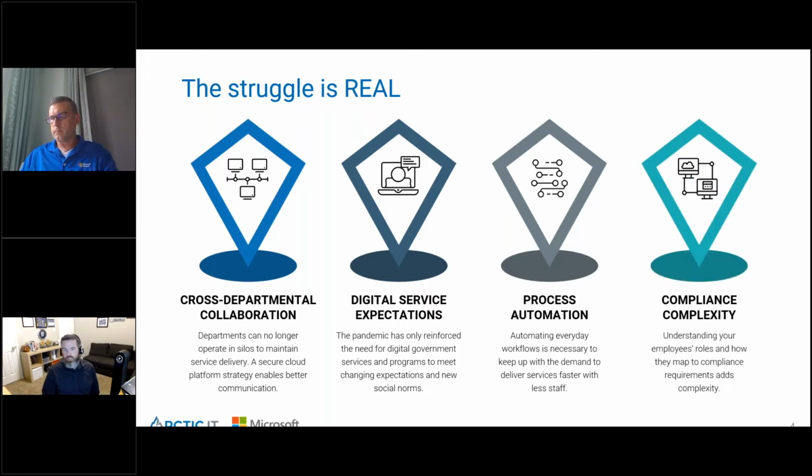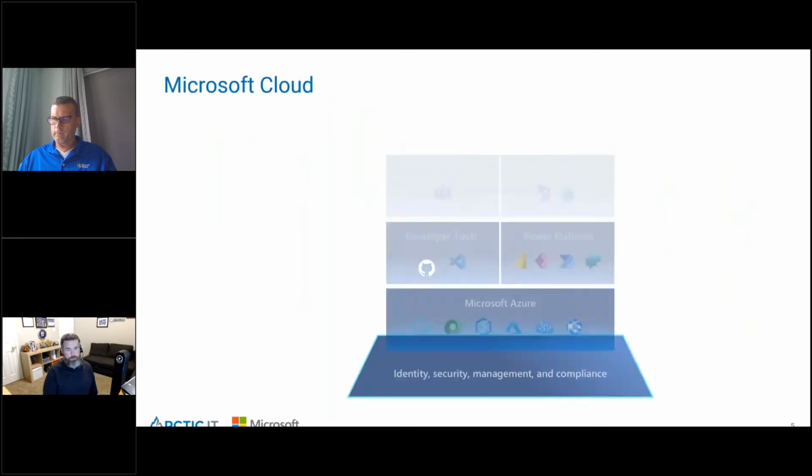And across all of this, the changing compliance landscape, understanding your employees' roles, what they're doing, and making sure how they map to the different compliance requirements just adds complexity. So as you start thinking through these changing or increasing demands, and ways that you want to adapt to them in a secure and compliant way, is really where the Microsoft Cloud shines.